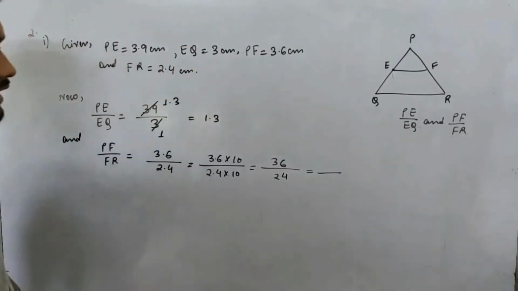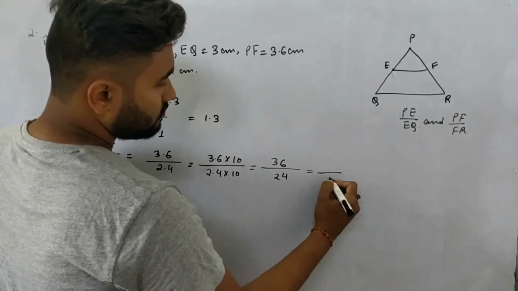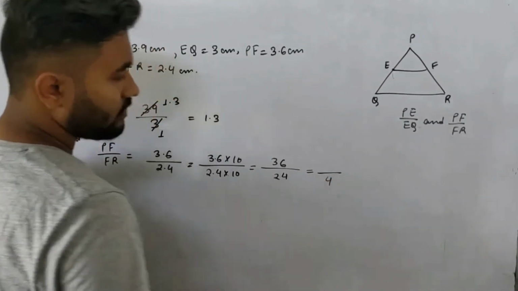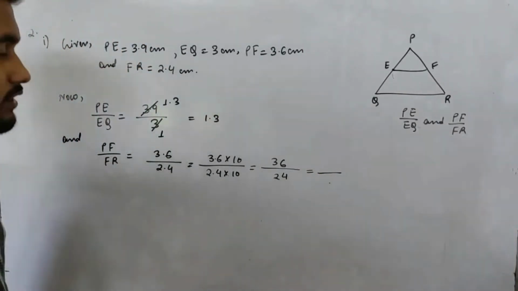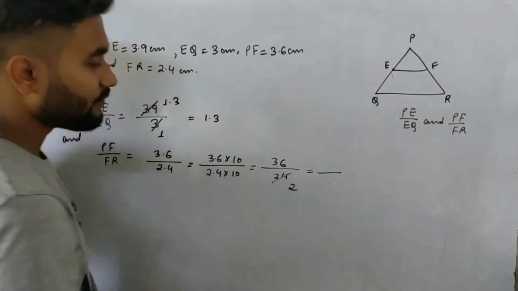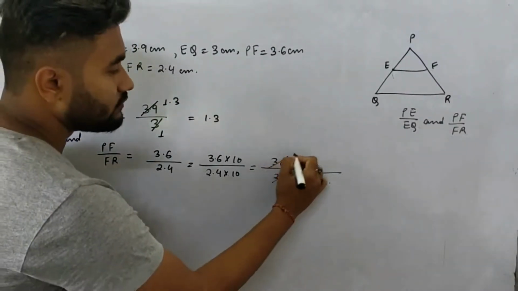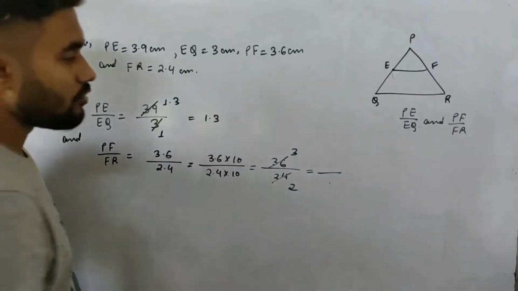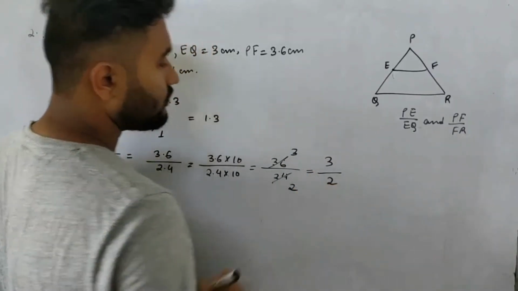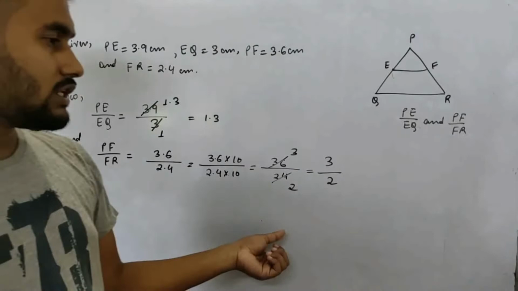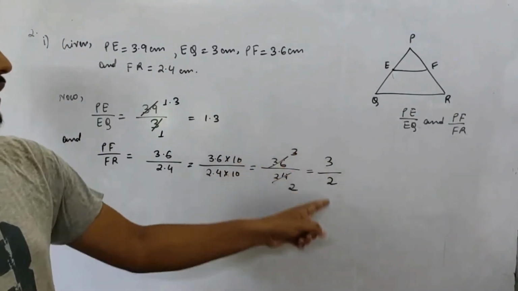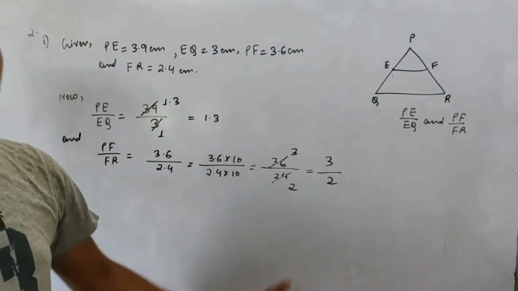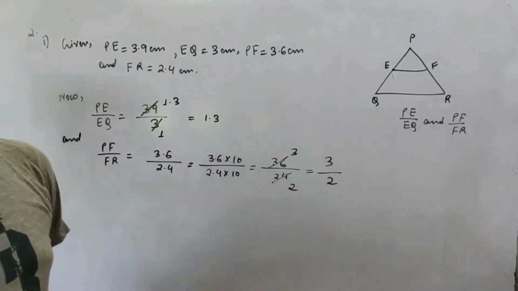Say with 4 I can cancel, right? Or with 6. 6 4s are 24. Actually, why 6? Let me cancel by 12 only. 12 1s are 12, 12 2s are 24, 12 3s are what? 36. So how much? 3 by 2. You can cancel step by step. 2 1s are 2, 2 2s are 4, then again by 2, then by 3. See, directly what you will get if you cancel by 12? 3 by 2. 12 2s are 24, 12 3s are 36.